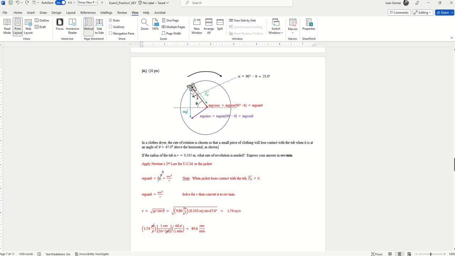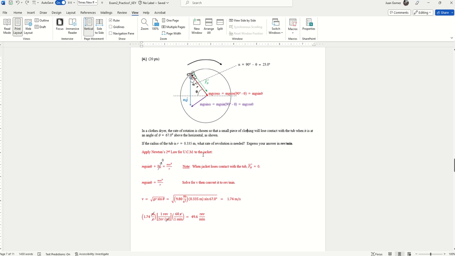It's just basic trig, but it's easier to use the angle alpha because clearly the purple is mg sine alpha and the red, the one we need, is mg cosine alpha. And because alpha is 90 minus theta, you just have this trig identity for each of them. Now let's look at Newton's second law for UCM applied to the piece of clothing.